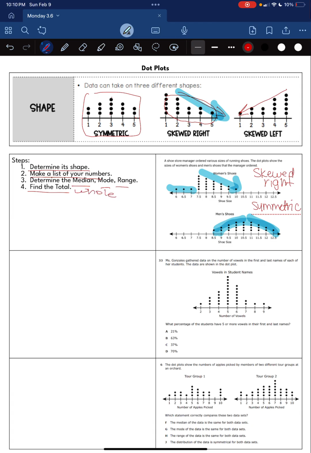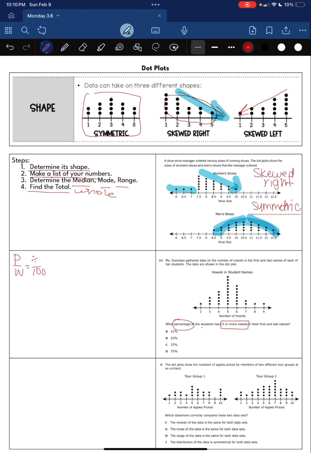Okay, so let's look at this first question. Let's read it first. Ms. Gonzalez gathered data on the number of vowels in the first and last names of each of her students. The data are shown in the dot plot. What percentage of the students have 5 or more vowels in their first and last name? So we know we're looking for percentage. Your brain should immediately be going part over whole equals percent over 100.